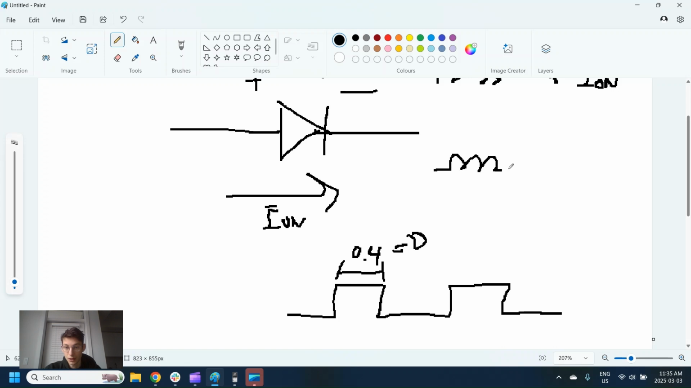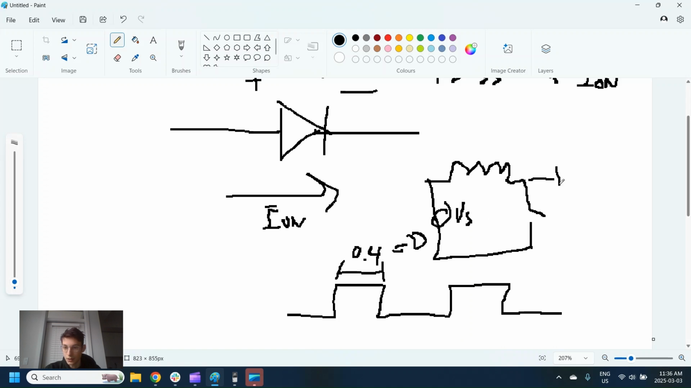So here is our boost converter. We have our inductor, our MOSFET. I'm just going to draw it as a switch there. This is our source. And our diode. And this is our output voltage here. So when our switch is closed, the diode is going to be complemented. So when our switch is closed, that means the diode is going to be open. So the diode is going to be open during this phase, and it's going to be closed in the other phase. So the diode is going to be closed here.